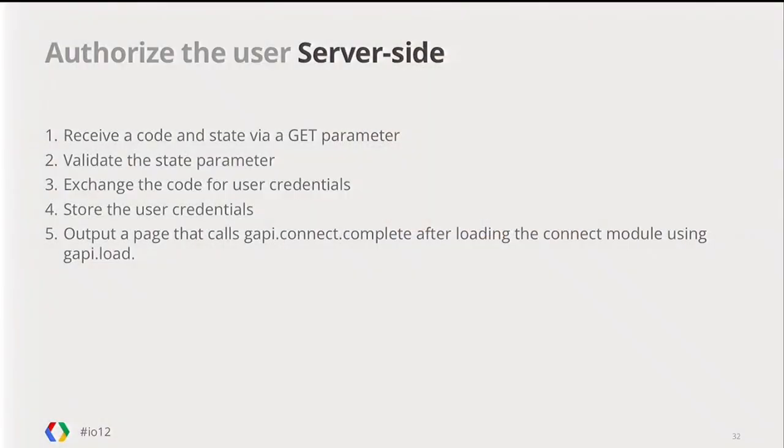Once you hit that redirect URI, Google will call that redirect URI, and you're going to get a code and a state via GET params. Verify the state. This is the one that you made up that's unique and non-guessable. And then send that code to Google in exchange for credentials. Store those users' credentials, and then you're going to output a page that just calls one method, gappy.connect.complete. You're going to pass it the credentials, and it will close that redirect URI. Then when the user goes back to the original web page, it'll make sure that that callback gets called. If you don't call gappy.connect.complete, then we don't know that the flow has been fully completed, and that callback may not be called.